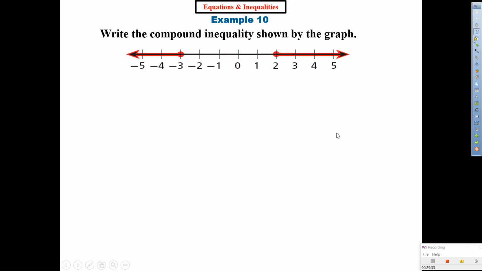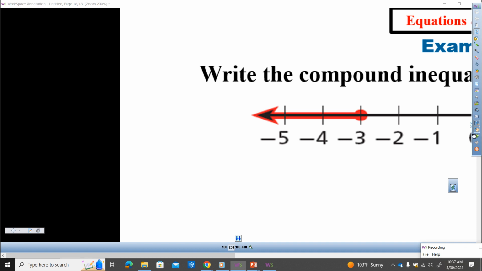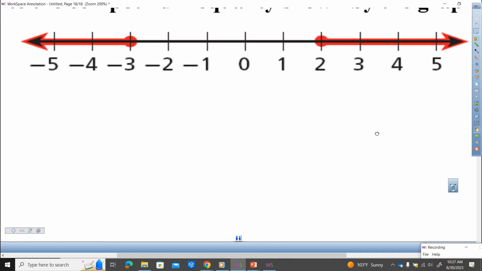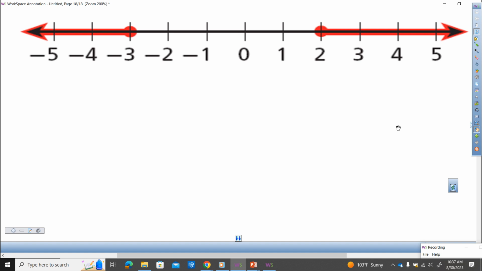Copy this one, example number 10. Write the compound inequality shown by the graph. Let me zoom in for that one as well. Copy the graph, please. By now you know how to write the solution set for this one, yes? Copy that. Did anybody go ahead and write your solution set for that one? Let's see, I'll give you 20 more seconds.